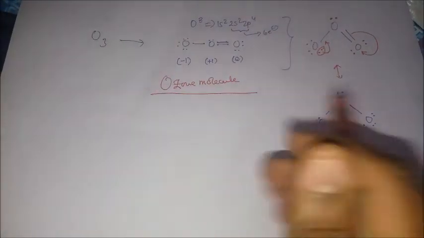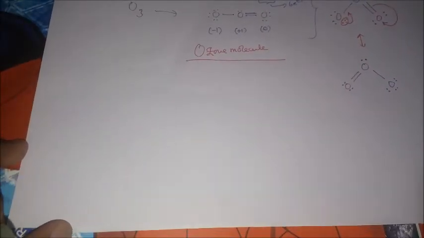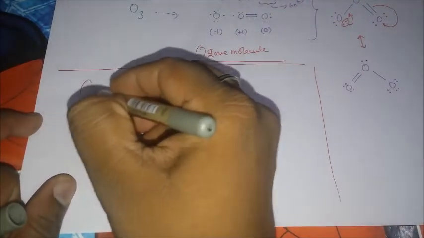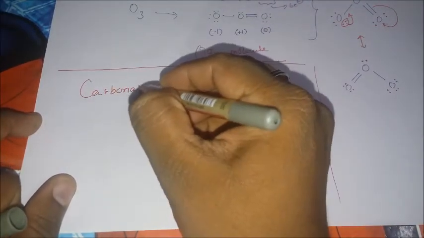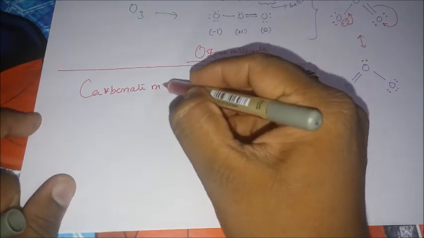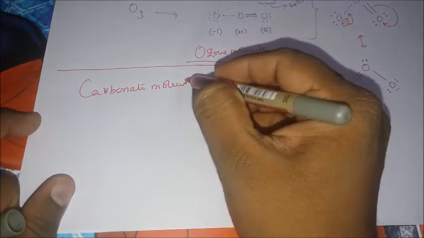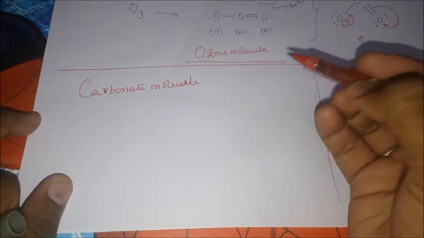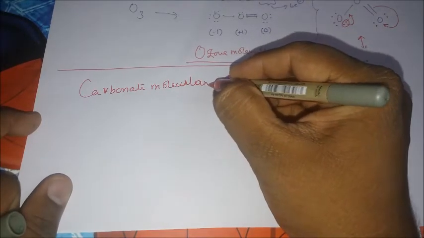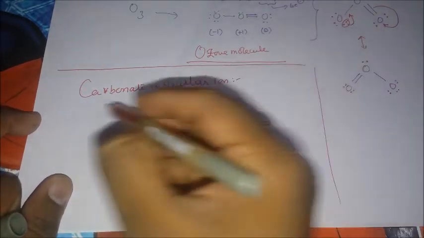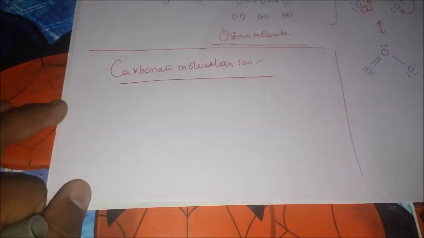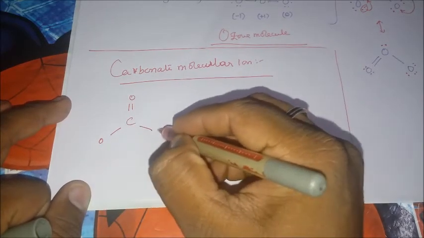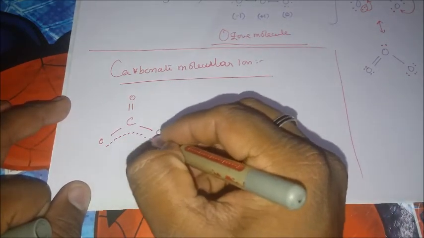Okay, fine. What is the next molecule that we have in our NCERT? The next molecule we have in our NCERT is the carbonate molecule. There is a question, sir, can I call that a carbonate molecule? No, it is a carbonate molecular ion. It is an ion. So carbonate as C double bond O, O, O, and I will put it like this.